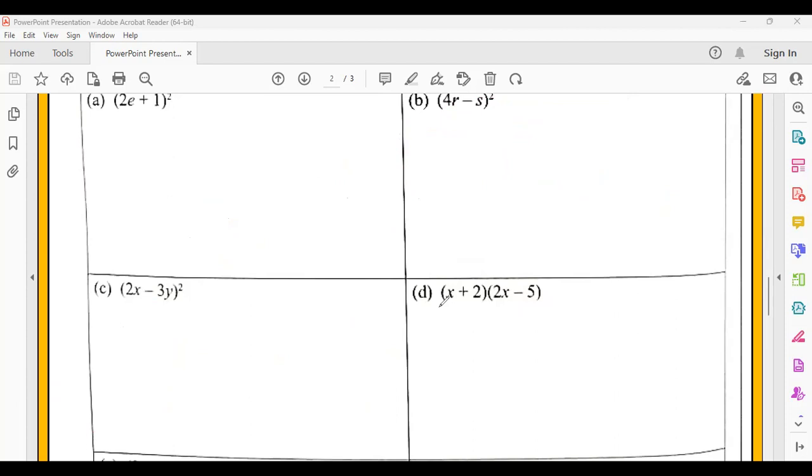Now, okay, we'll have to move on. For this one, girls, we are not going to use the formula. Just do it the normal way. Okay? x times 2x, x times negative 5, 2 times 2x, 2 times negative 5. Put in chat, I want to see. Do D the normal way. No need to use the formula now. Tell me, I want to see your answers. Can you get this or not?